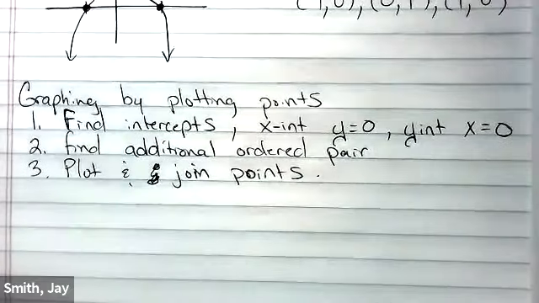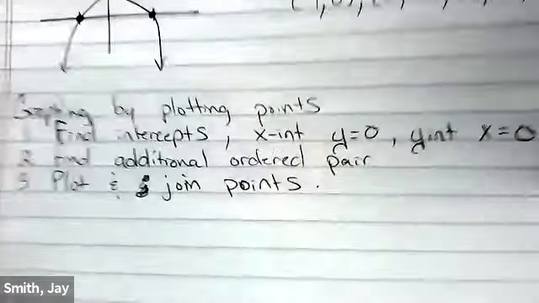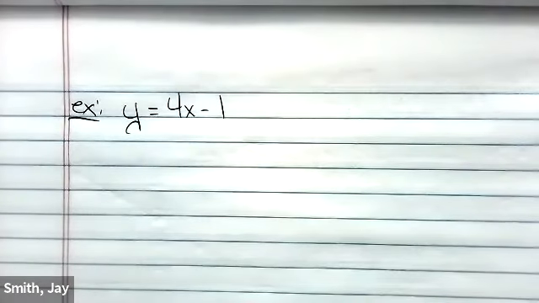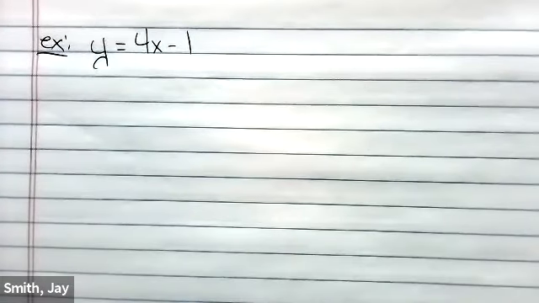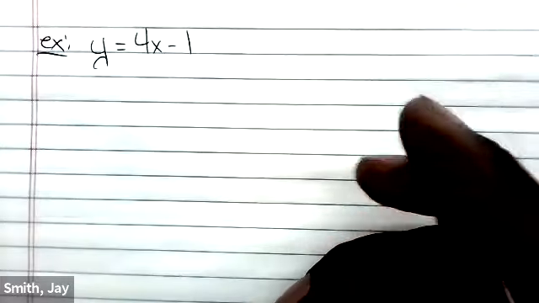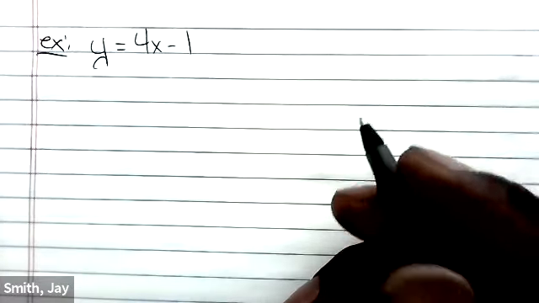Now, our first example. We're given the equation y is equal to 4x minus 1. We're going to graph by plotting points. First thing we need to do is find the x-intercept, the y-intercept, and then we can find an additional point of our own choosing, just to be sure that everything lines up the way it should.